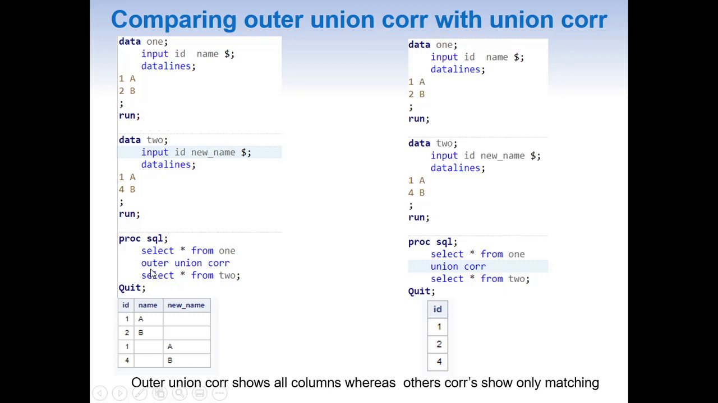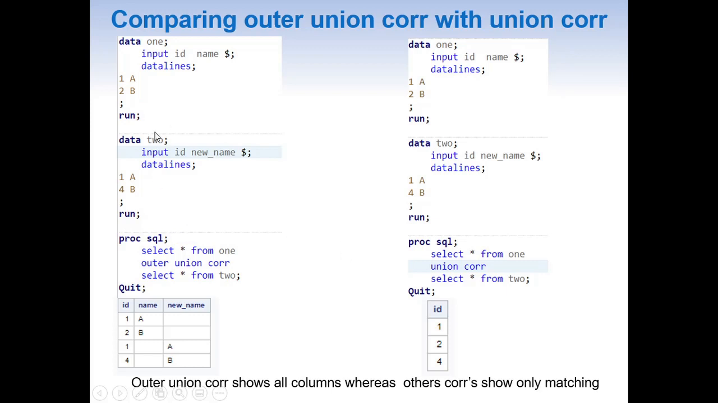Now you can see that this outer union CORR is giving results. Whenever the variable name matches, it stacks, and when they do not match, it still keeps those values in here and those variables in here, but with missing values whenever they don't have a counterpart.